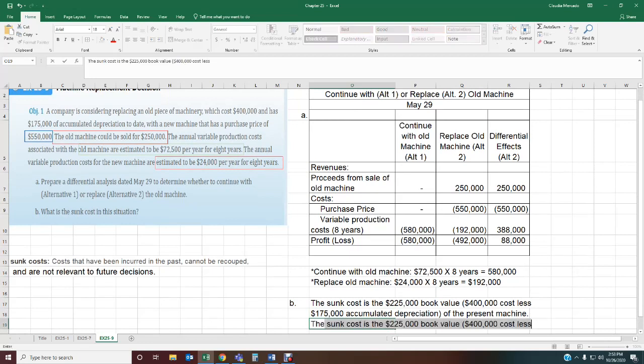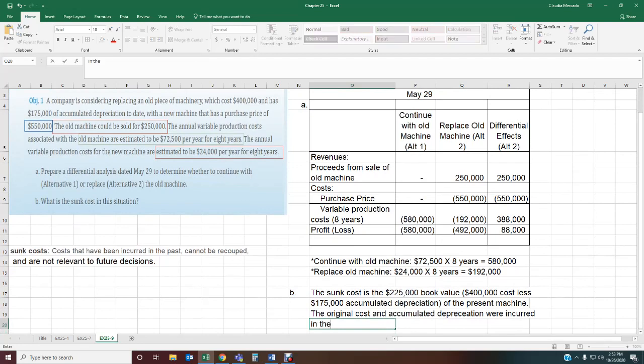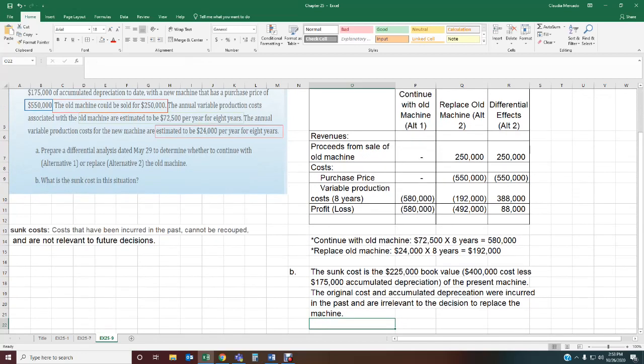Okay, the original cost and accumulated depreciation were incurred in the past and are irrelevant to the decision to replace the machine. Okay, so they're asking us to identify the cost that was incurred in the past, cannot be recouped, and is not relevant.